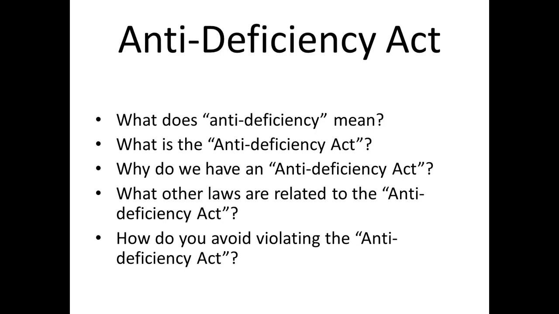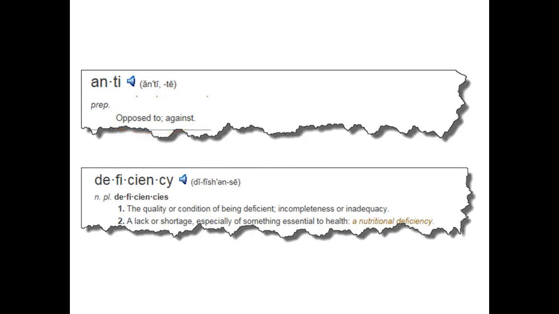So, what does anti-deficiency mean? If we look in a dictionary, we find the definition of anti is opposed to or against. And a definition of deficiency is a lack or shortage. Since our topic relates to money, in this context, anti-deficiency refers to being against a lack of or shortage of money, or, put another way, preventing an organization from running out of money.